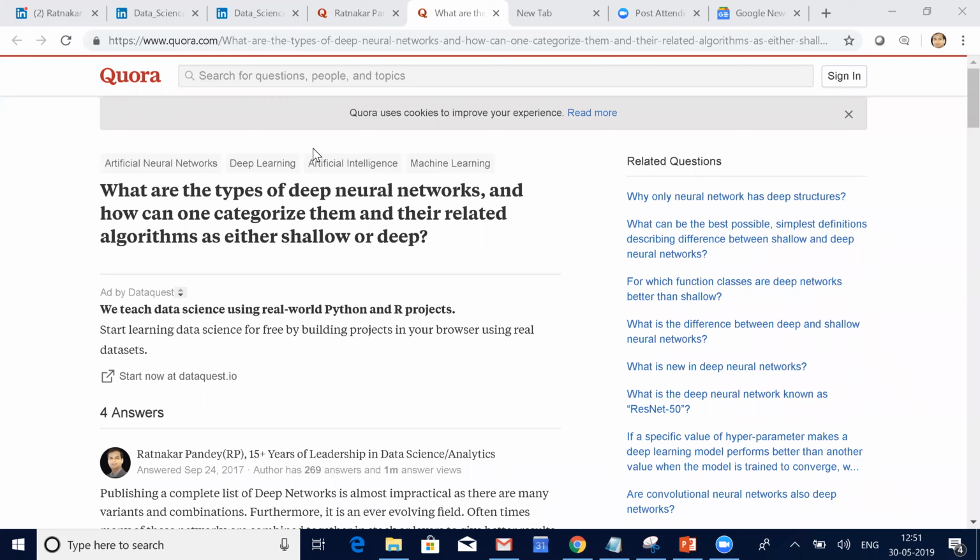We have the next question from Tulsi Rao. She wants to know particulars about a course for Java developers, automation engineer.